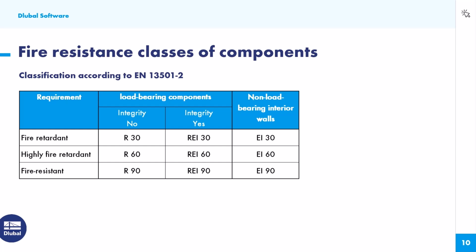Fire resistance classes. I don't want to spend so much time on it, since I guess that's clear to everyone. We have these classifications. We have load-bearing components and non-load-bearing components, but of course we are focusing on the load-bearing components in our structural analysis. And we need to consider integrity or not. That depends on, of course, the building code or whatever.